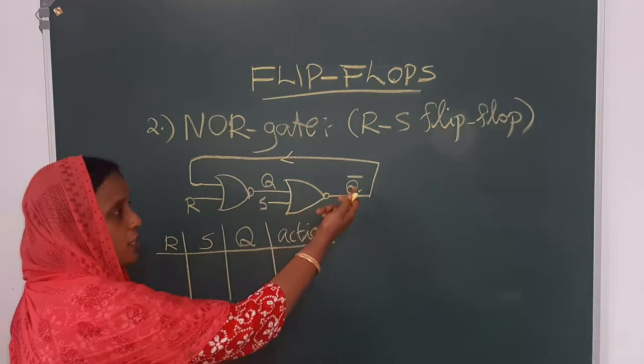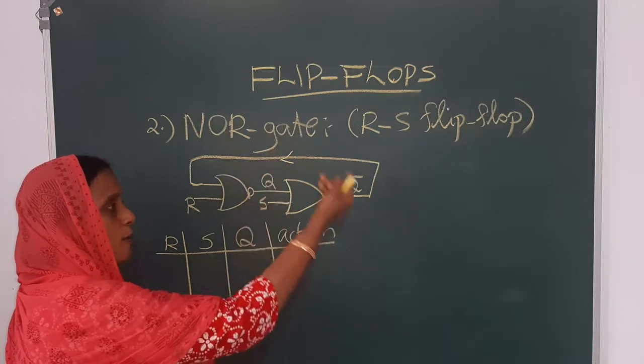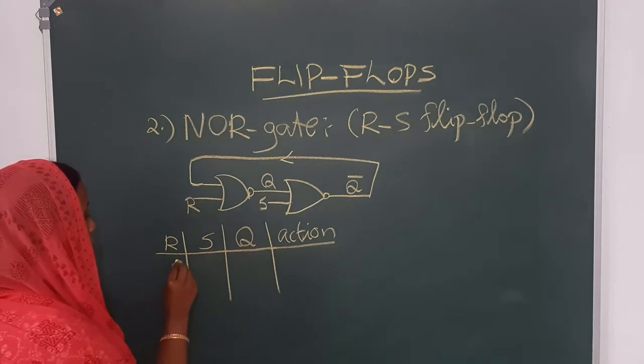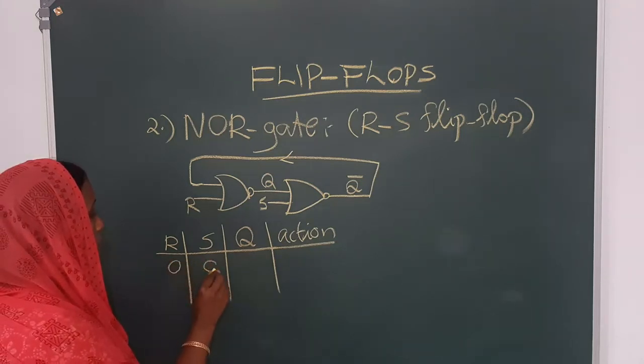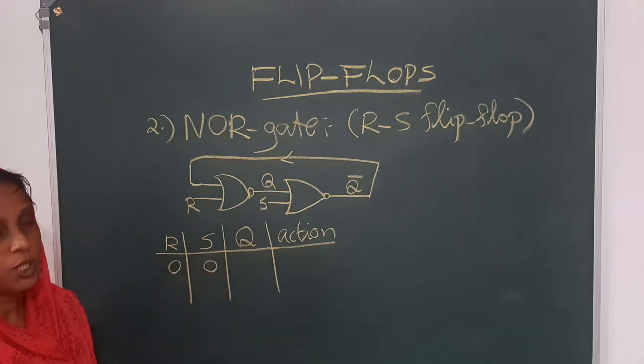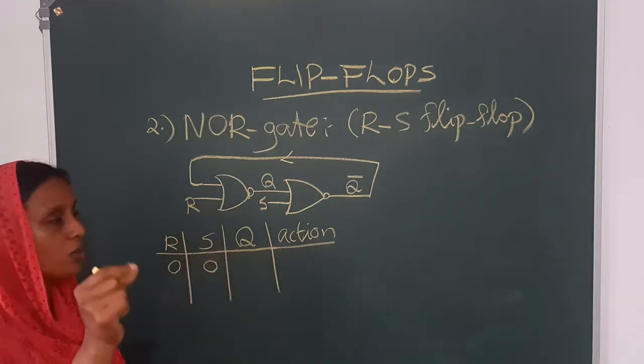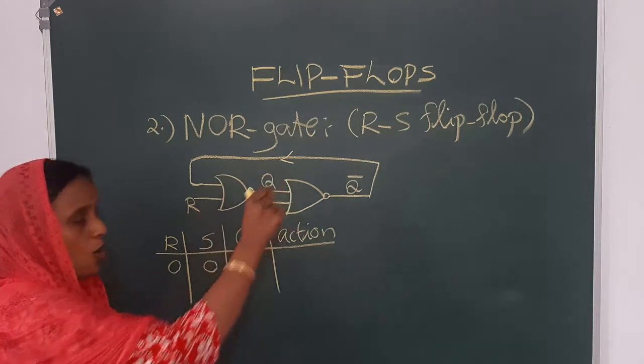I don't want to write Q bar because what is Q? Its complement is represented here by Q bar. Okay. Now the first two cases are R equal to 0 and S equal to 0. You know that if the input is 0, there is no change for this output.